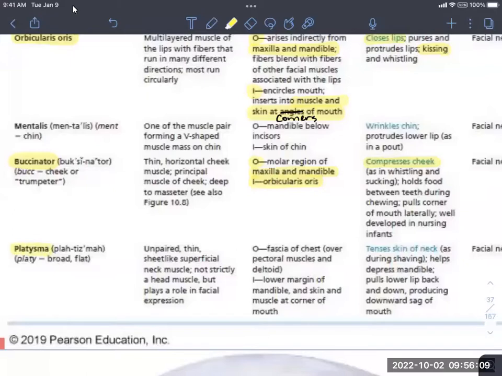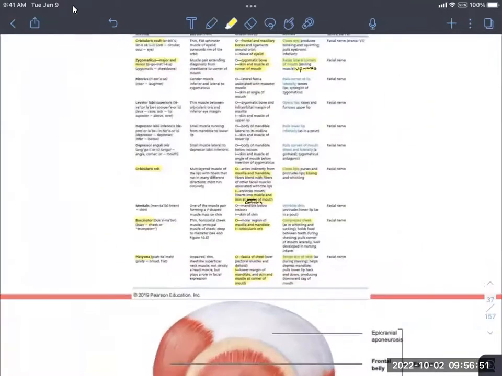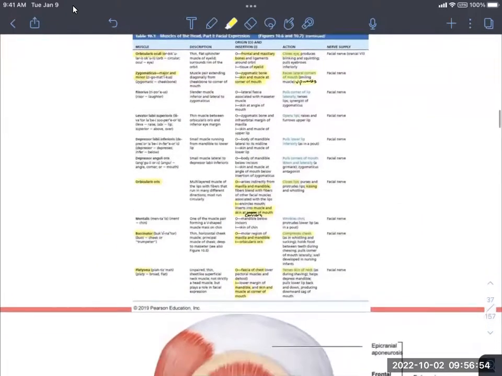Platysma. That platysma muscle actually originates at the fascia of the chest. It is that very superficial muscle in your neck. If you tense up your neck, you can see it in the mirror, because that's what its action is, it tenses your neck. It inserts at the mandible, the skin and muscle at the corners of the mouth. That is where our platysma goes. And again, it tenses that neck.